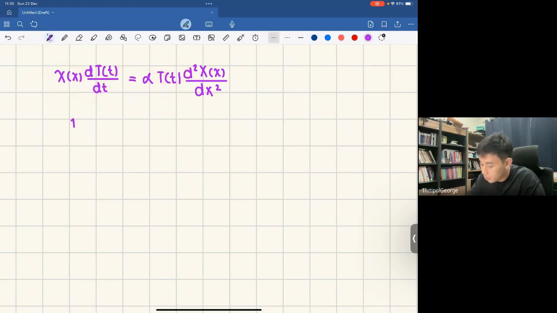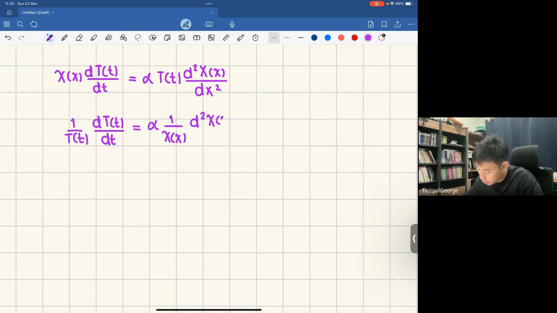So we have 1 over T, and then dT/dt, and on the right we have alpha, and then 1 over X that we are moving from the left, and then d²X/dx². Let me equate this to negative lambda. So lambda is actually the separation constant.